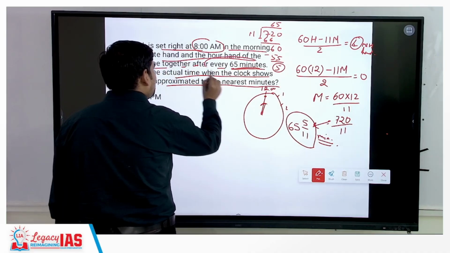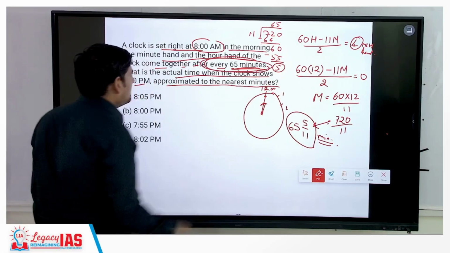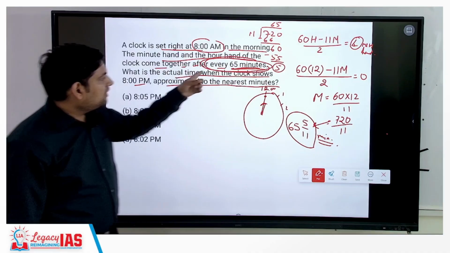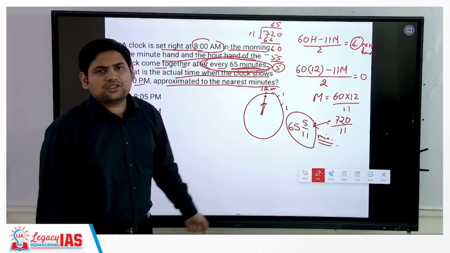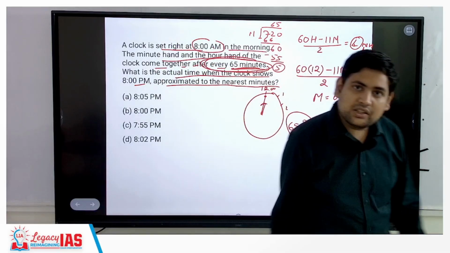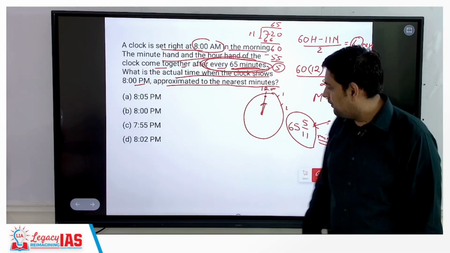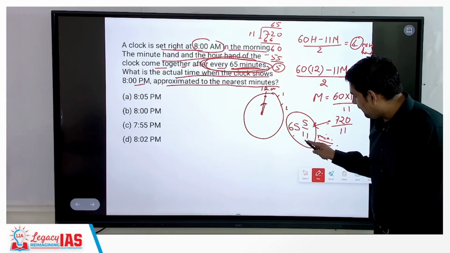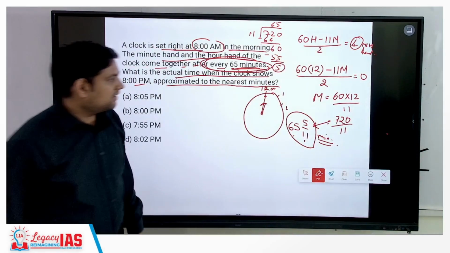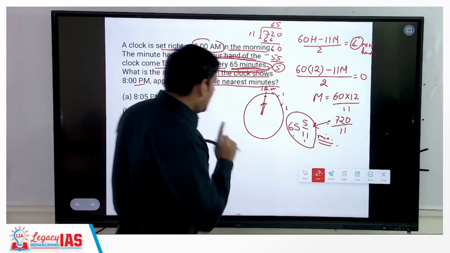Now this clock says what? At 8 a.m. you set the time to be correct, then every 65 minutes it is coinciding. Now how can this happen? Every 65 minutes it is coinciding, while it should coincide after 65 5 by 11. It is coinciding in 65 minutes.